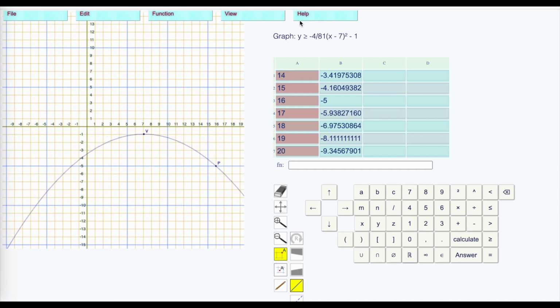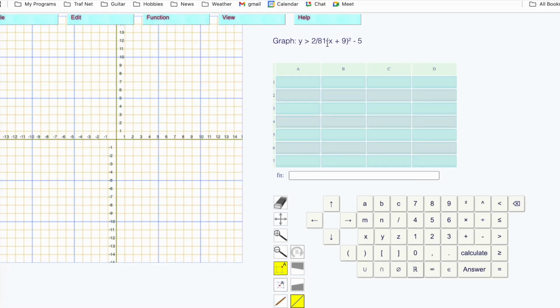This is our parabola. y is greater than or equal to. It's a solid line because it has a solid bar down here. We're greater than, so we're shading above. And then we press answer. Graph y is greater than 2 over 81 (x plus 9) all squared, -5.